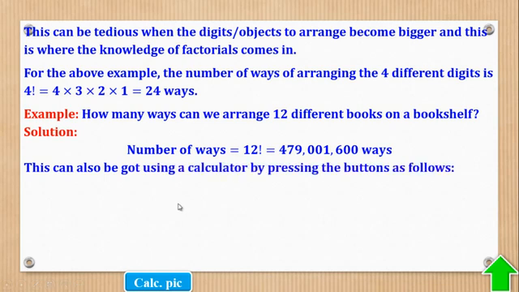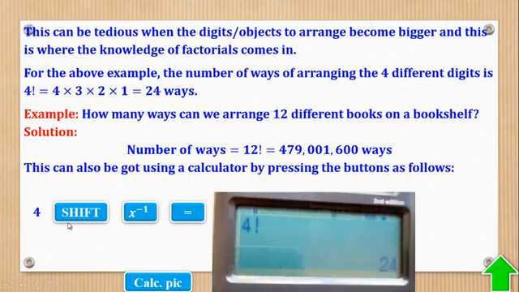Like I've told you, you can get it by pressing the calculator. Actually, this was for this part.